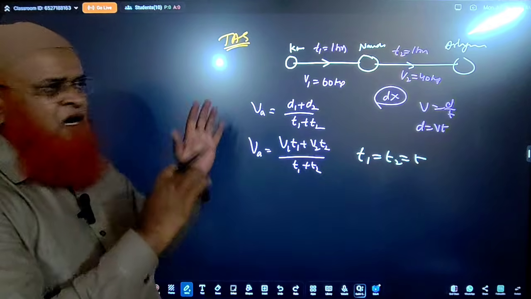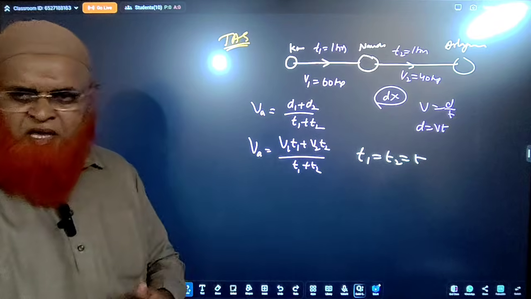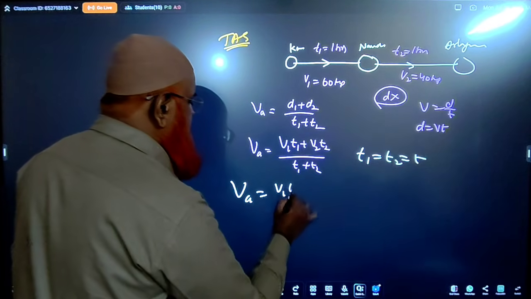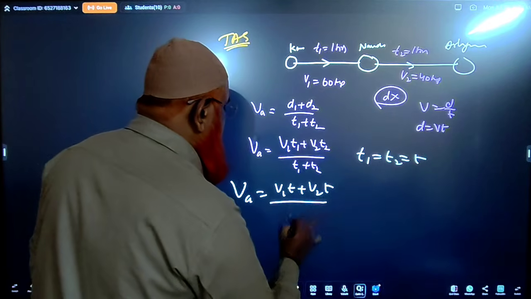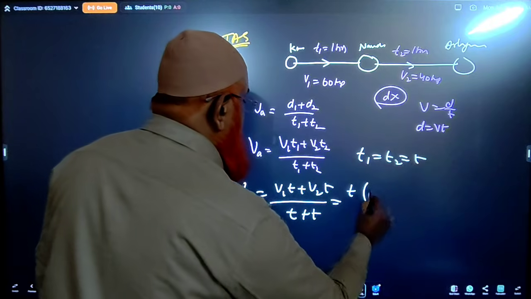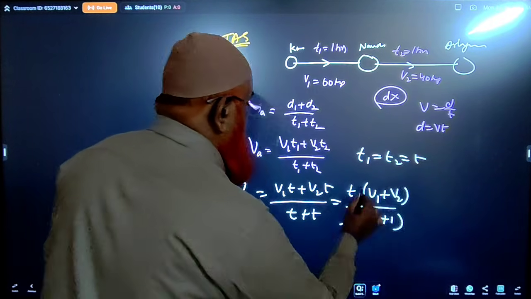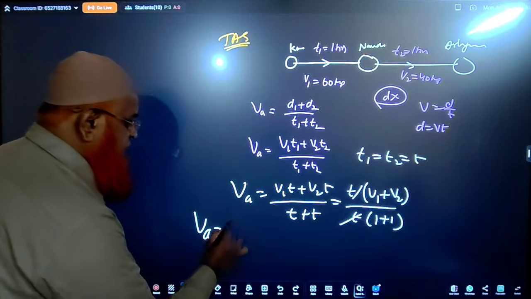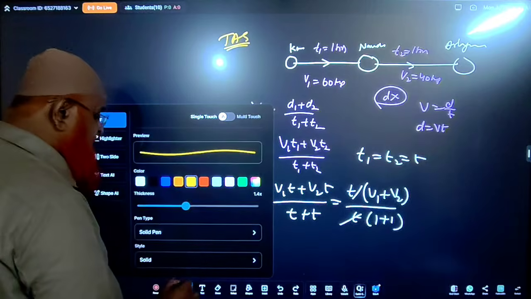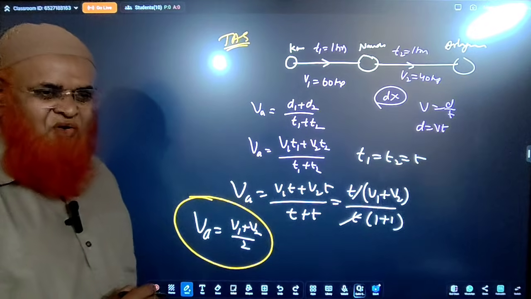Either it is 1 hour or 2 hours, first 2 hours, second 2 hours, or first 30 minutes, second 30 minutes, whatever it may be, the times are going to be the same. So V average is nothing but V1T plus V2T divided by T plus T. Common out T, you will get V1 plus V2 over 1 plus 1, T gets cancelled, so V average is nothing but V1 plus V2 by 2. So this is just like your general average.